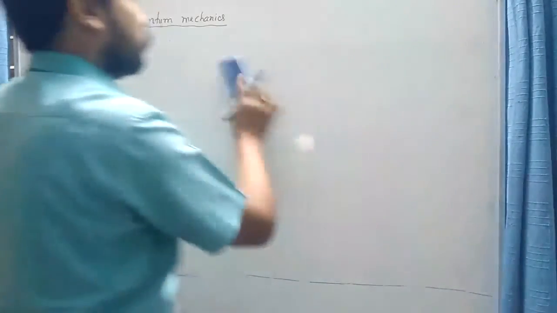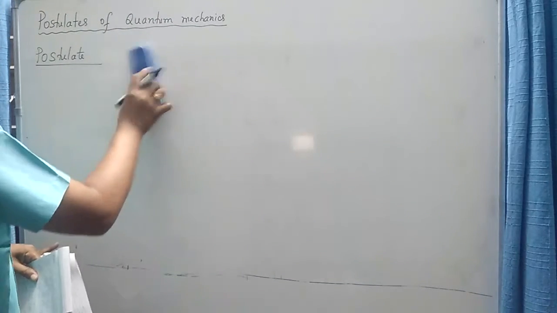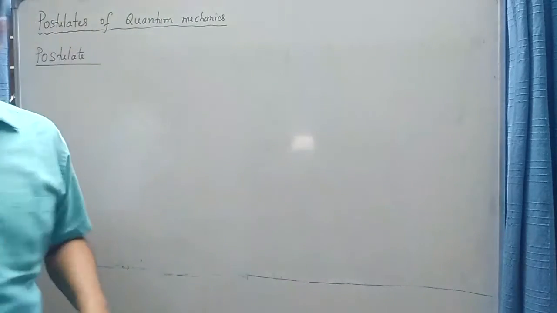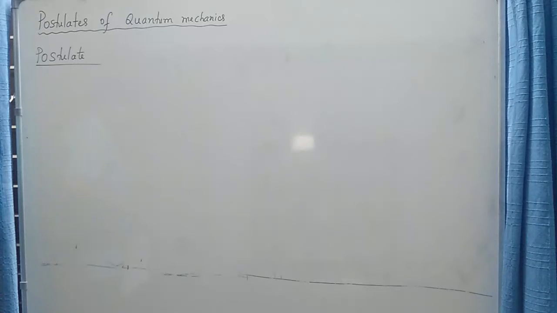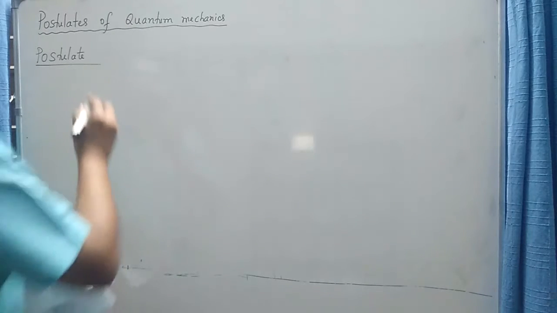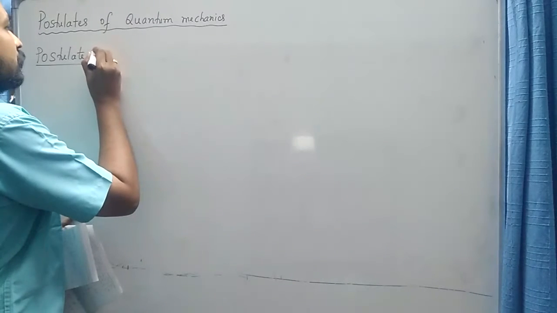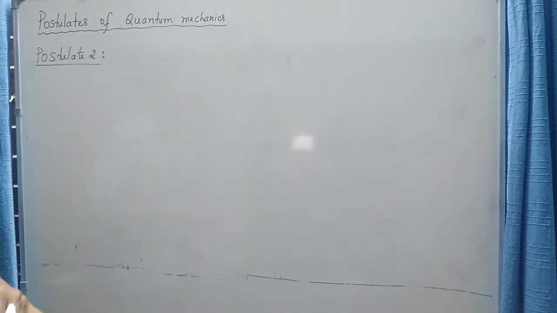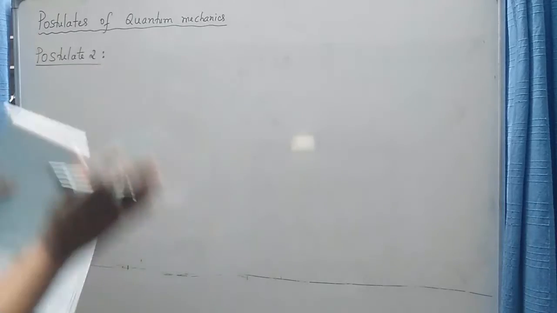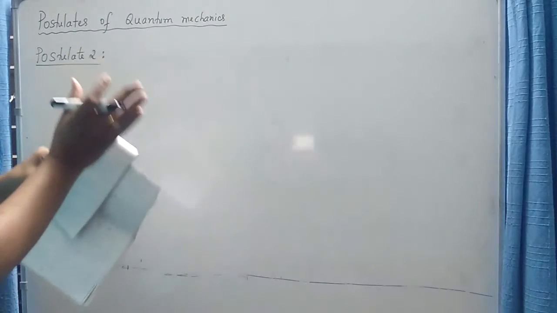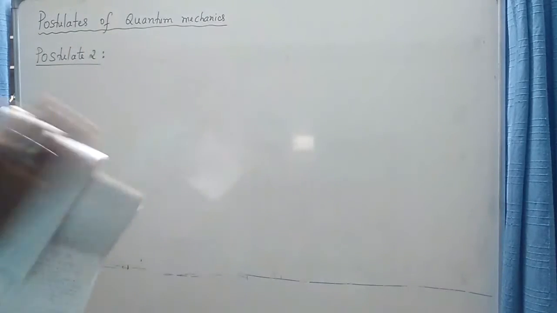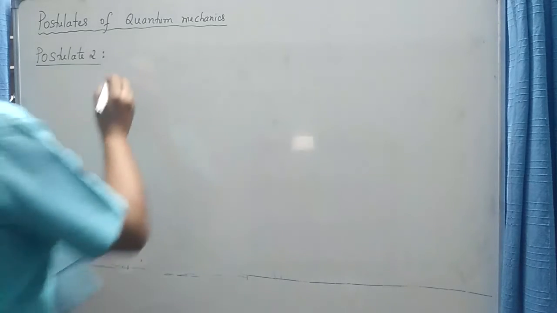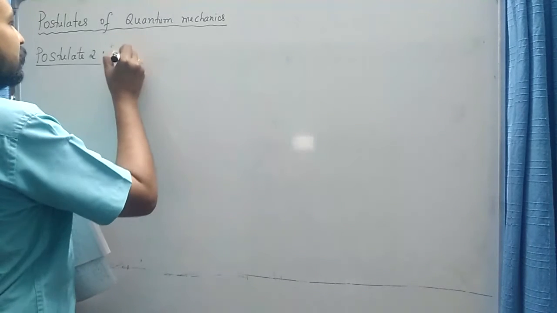And remember, whatever postulates I am stating here now, we already know these points, but we have not methodologically discussed this. While we applied the Schrodinger wave equation to a particle in a one-dimensional box or three-dimensional box, we have already discussed all these points, but now we are systematically placing them in the form of a set of rules.